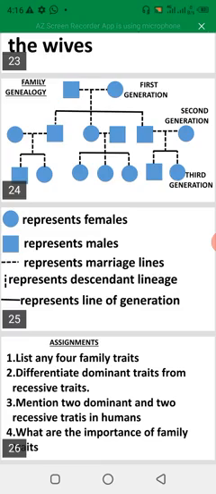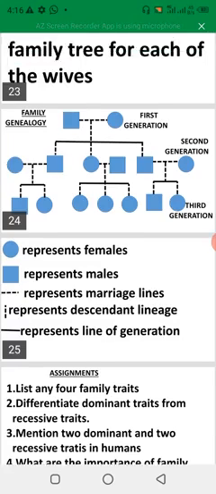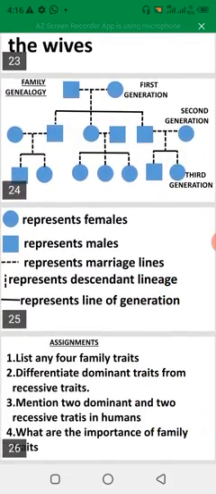So, to give us what we are talking about today, the assignment. List any four family traits. Differentiate dominant trait from recessive trait. Mention two dominant and two recessive traits in human beings. And what is the importance of family traits?